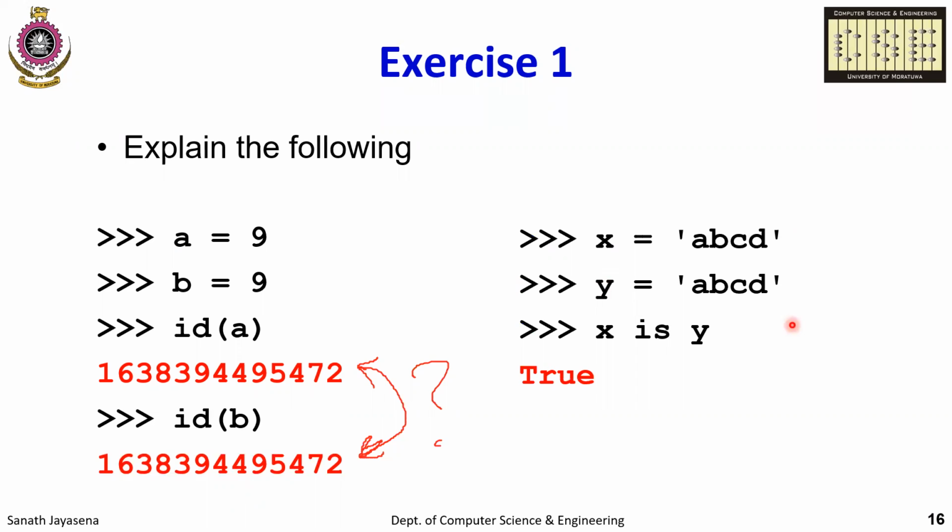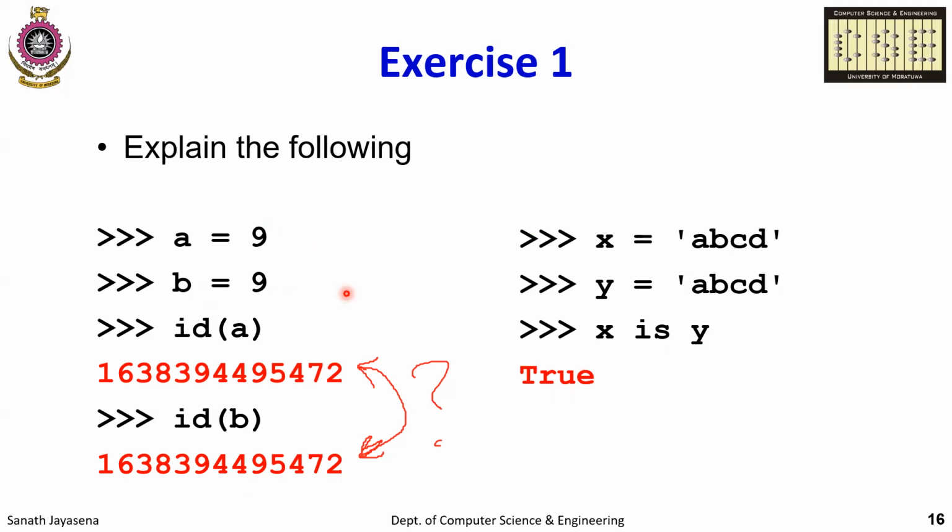Now, with the examples we have seen earlier, can we explain this situation with respect to the integer as well as string? Because you would normally expect, in this case, a equals 9, b equals 9, that there will be two objects and therefore the identity should be different. Same here for the strings also. But somehow x and y both refer to a single object. That's why you get true here. Here also a and b refer to a single object whose value is 9. So how can that happen?